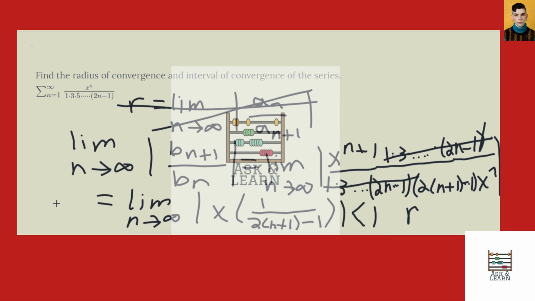So the radius of convergence is infinity, which is exactly what we would have gotten if we just did this little shortcut here. We would have gotten that r is equal to the limit as n goes to infinity of 2(n+1) minus 1, and that would be infinity. Okay, so if the radius of convergence is infinite, then the interval of convergence is certainly going to be infinite as well.